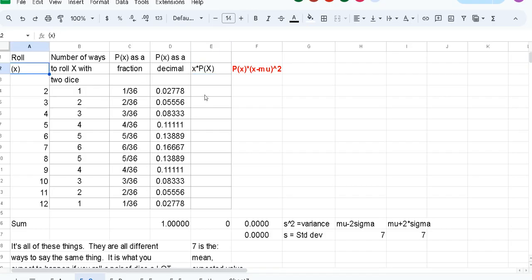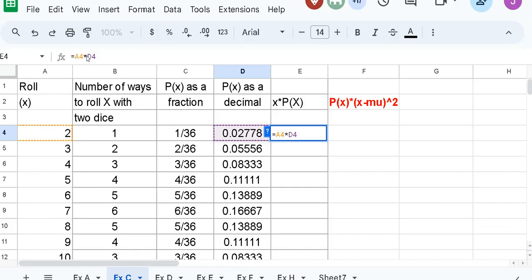What do all Google Sheets commands start out with? Equals. Well done. I want this one, which is A4, times, now to get the times key, you hit Shift 8, that'll give you a nice asterisk, times P of X. Choose it from this column, D with the decimal, not from C with the fraction. Unfortunately, it's not going to understand fractions. So I'll zoom in a little bit. If you want to see that, it's A4 times D4.